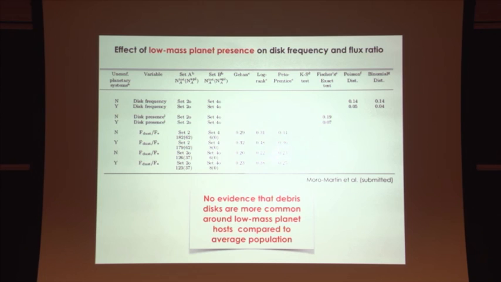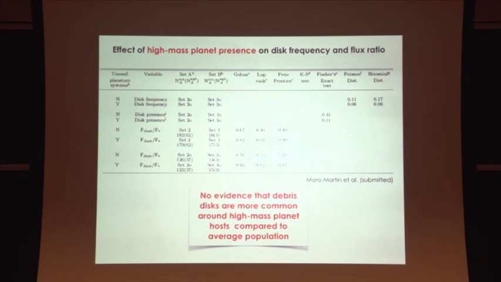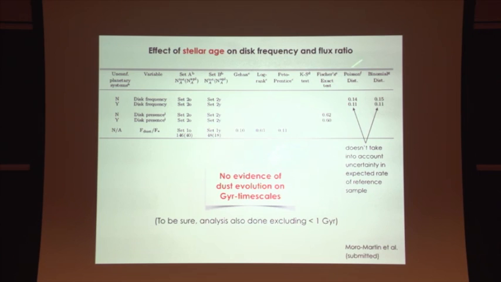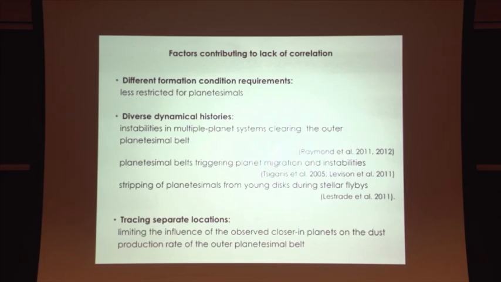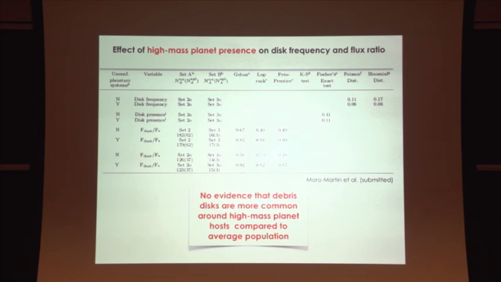It's a combination of everything, right? But I don't think we see a correlation there either. Neither of these two tests takes into account the uncertainty in the expected rate of the reference sample. So those numbers are not low enough in order to detect a correlation. So once more, the tentative result that was published, when you go and look in detail at the data, that correlation is not there.